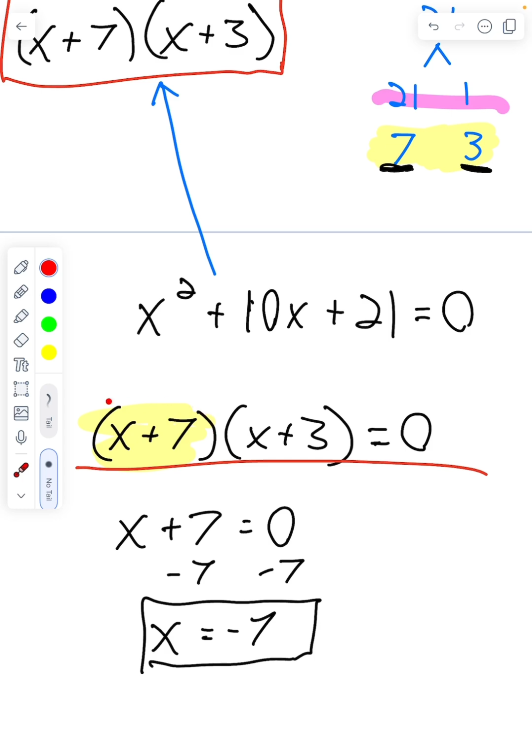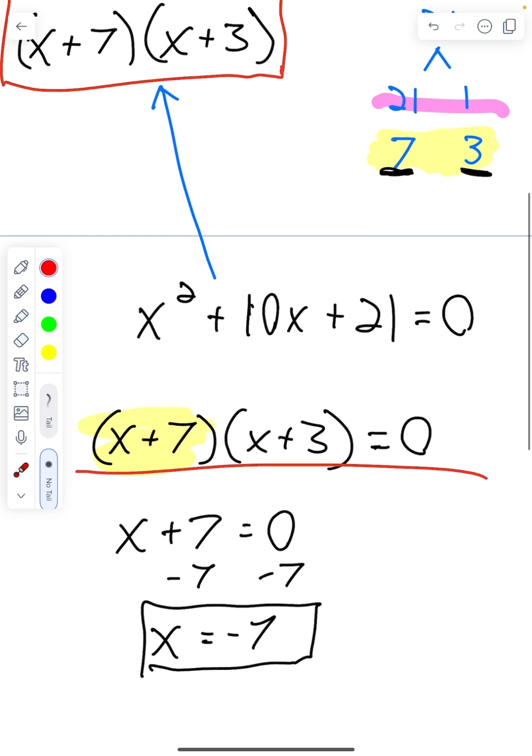So now all of this parenthesis here is 0. This one over here is going to be negative 7 plus 3, which is negative 4. But I don't really care what all of this is, because this is 0, and 0 times anything is still going to be 0. So this is a good answer for me. x equals negative 7. Okay?